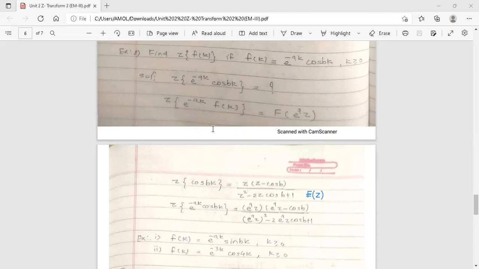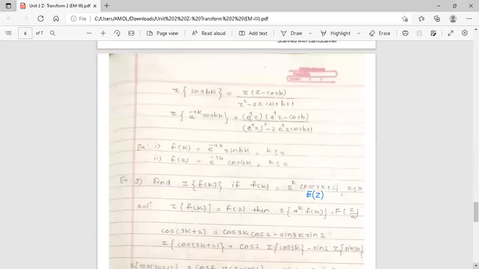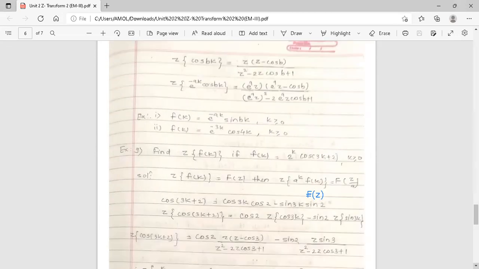The Z transform of the product of two sequences, when one of them is an exponential sequence, is how you write it. After this example, take the next two examples as homework. You try to solve these two examples using the same formula here.